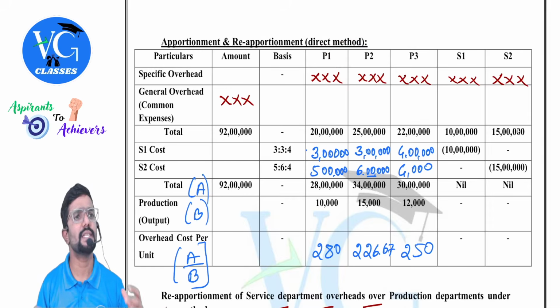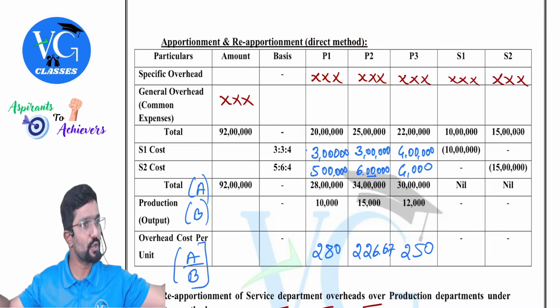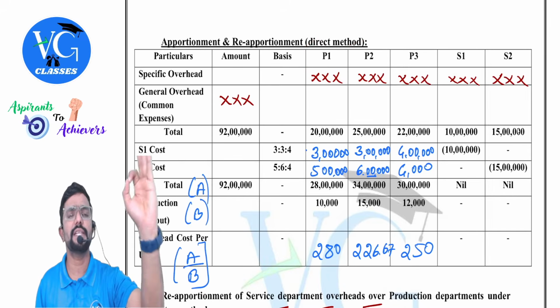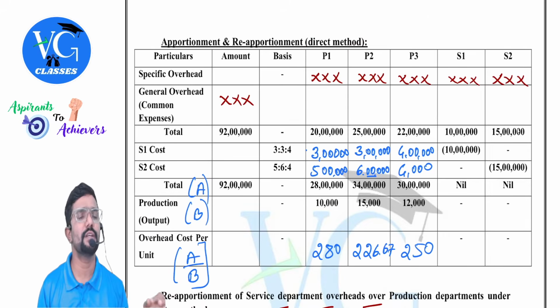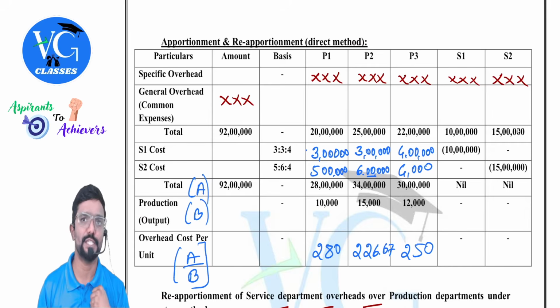Is that clear? Or else, next assume there is an electricity bill for an entire building. The building has totally 5 departments. There is an electricity bill of, assume, 10,000. Common expenses, how do I distribute it? How do I apportion it? Based on the units of electricity consumed.